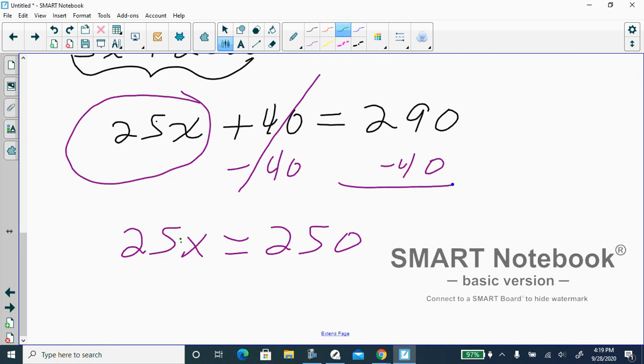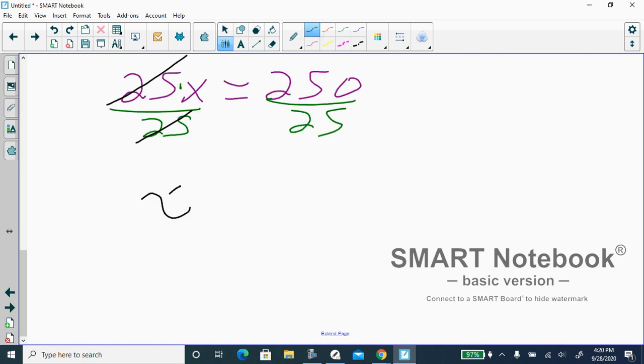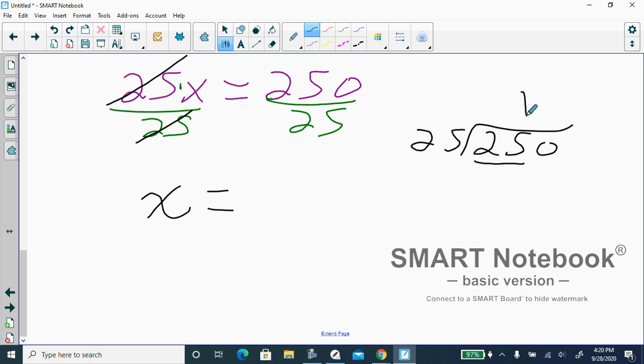To get the x by itself, the opposite of multiplying is to divide. So divide both sides by 25. The 25s cancel. So x is 250 divided by 25. 25 doesn't go into 2, but 25 goes into 25 one time. 1 times 25, subtract, bring down your 0, 25 goes into 0 0 times. Nothing is left. So we get an answer of 10.